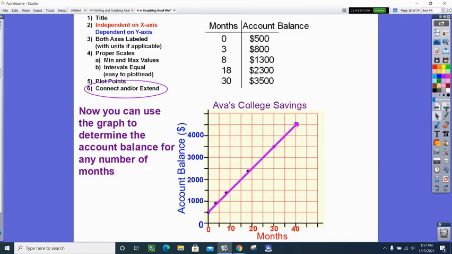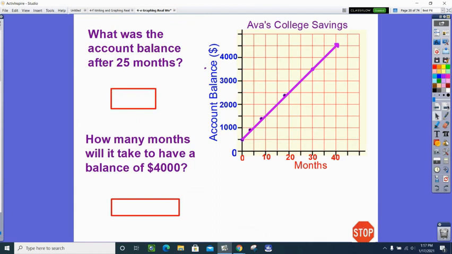So basically, here is the graph of Ava's savings account. Who cares? Well, we can use this graph to make predictions of what's going to happen for Ava. So what was the account balance after 25 months? Let's see, 5, 10, 15, 20, here's 25 months. You come up and you hit your line. Boom, right there. See it? And if we go over, she's going to have $3,000.